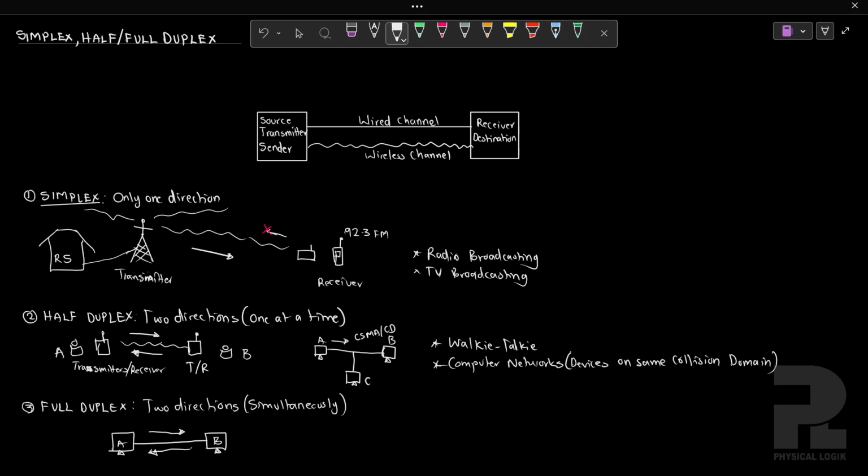And then in simplex communication, only one direction is possible, depending on the position of the transmitter. If it's on the right side, then the communication can only happen towards the left. And if it's on the left side, communication can only happen towards the right. So that's it for the differences.